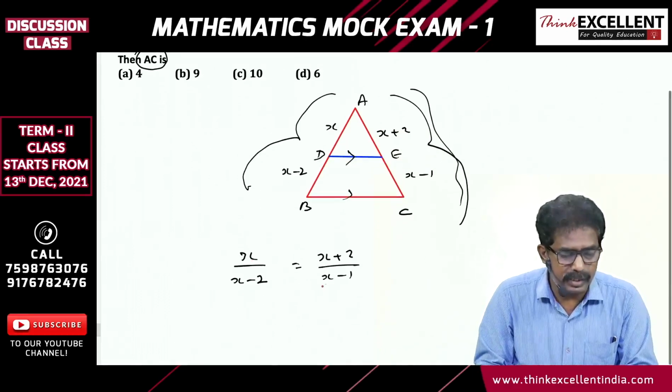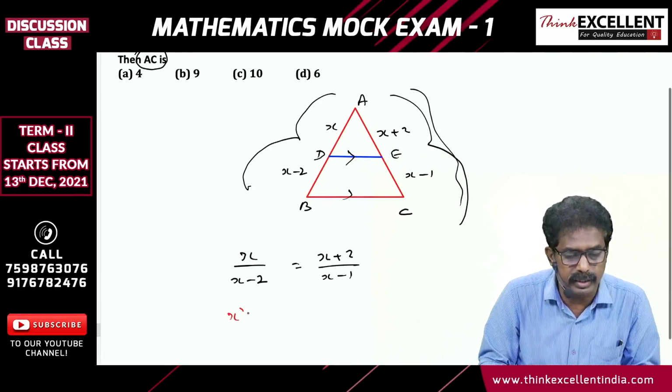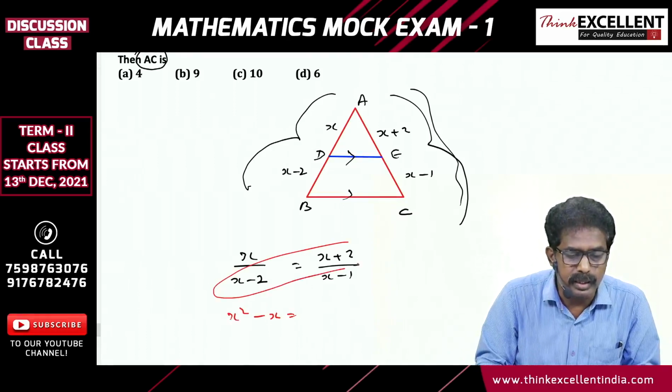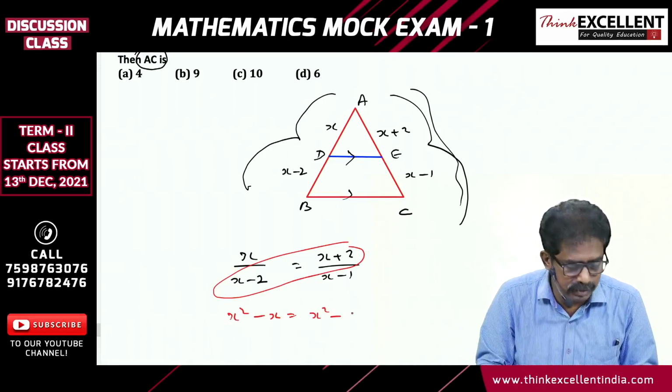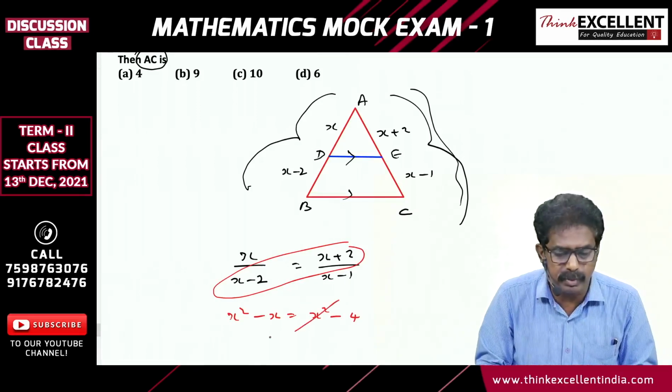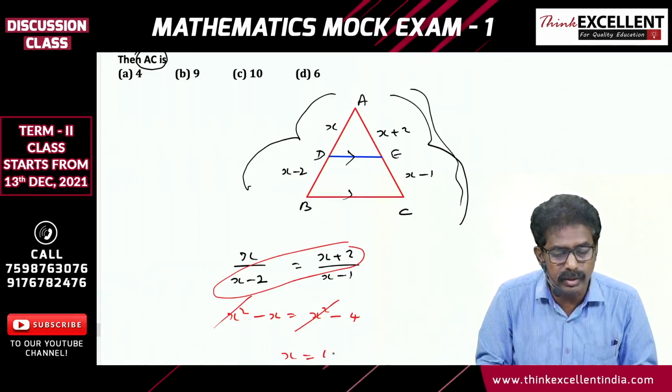x into x - 1, x into x square minus x equal to... if you cross multiply these two, a minus b into a plus b, right? So a square minus b square. Even if you multiply term by term, doesn't matter. Minus x equal to -4. So x equal to 4.